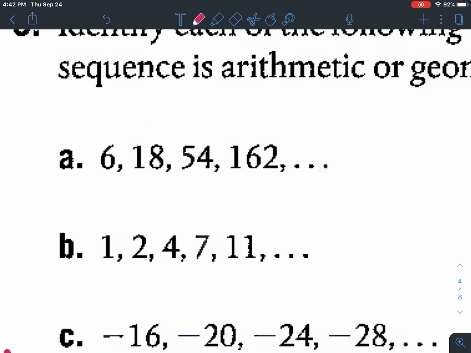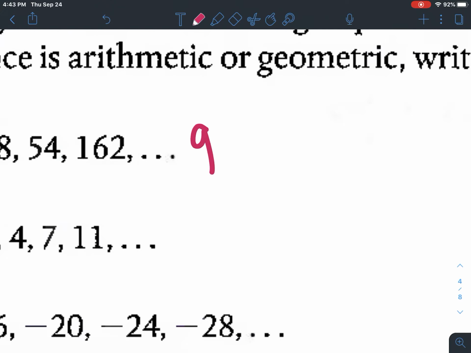So, long tangent, first problem, 6, 18, 54, 162. Are we increasing at a slow, consistent rate, or are we increasing at a really quick rate? You're correct, we're increasing at a really quick rate. How are we increasing? Well, we're probably multiplying. So 6 to 18, what did we multiply? 3. 18 times 3 is 54. 54 times 3 is 162. So this is geometric.